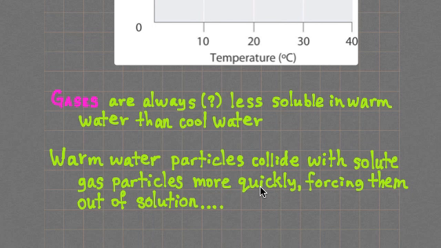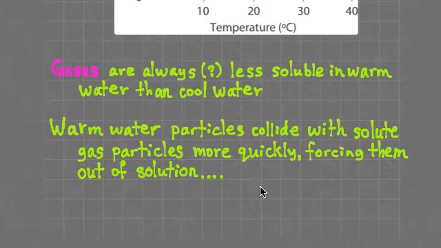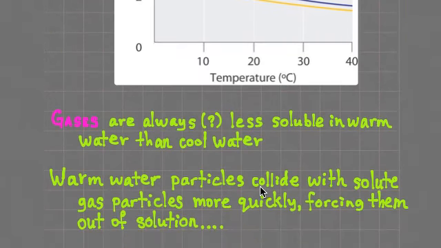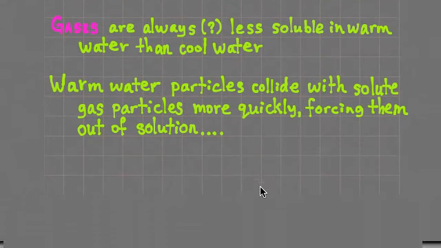So this is a problem for fish and aquatic life that depend on dissolved oxygen in the water. If the water gets too warm, the dissolved oxygen decreases, and the poor little fishies basically suffocate because they can't get enough oxygen from the thermally polluted water.